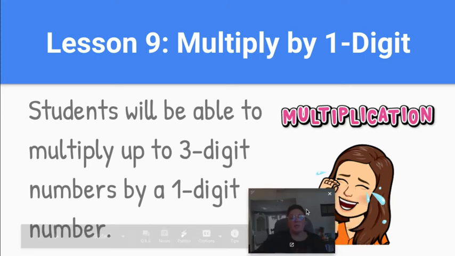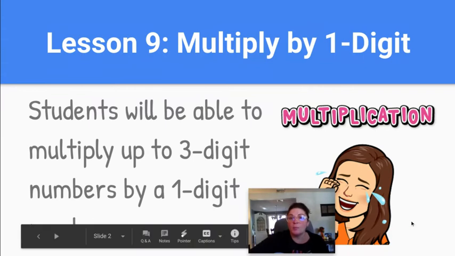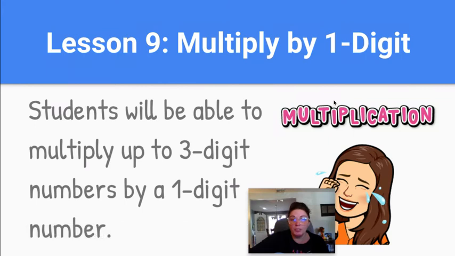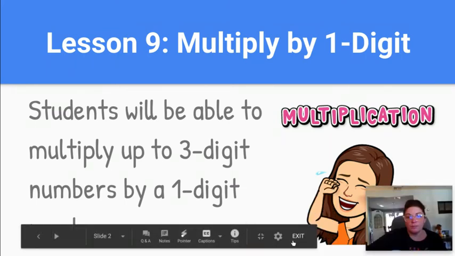Hi everyone, today we're going to look at My Math, Chapter 2, Lesson 9, Multiply by one digit. Students will be able to multiply up to a 3-digit number by a 1-digit number. All right, let's get started.